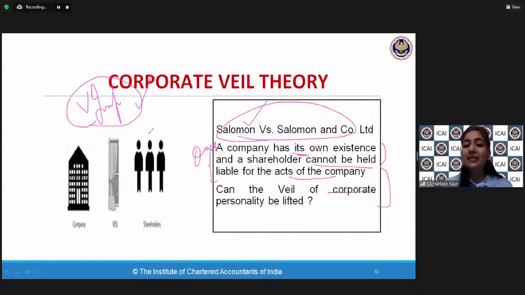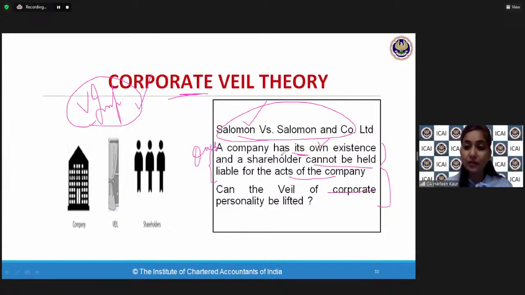Yes, the company has its own existence. Number one, you will write the provision. The concerned provision means the topic to which this question relates. So number one heading paragraph will be corporate veil theory. A company has its own existence means the concept of separate legal entity.